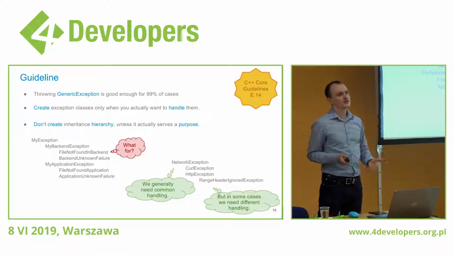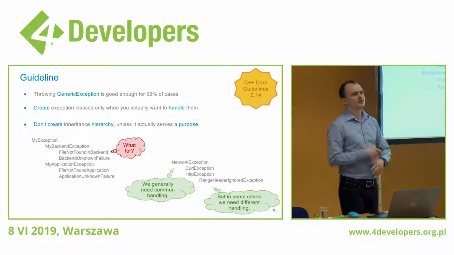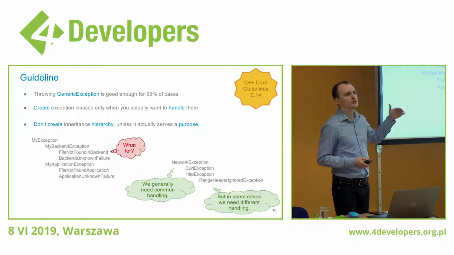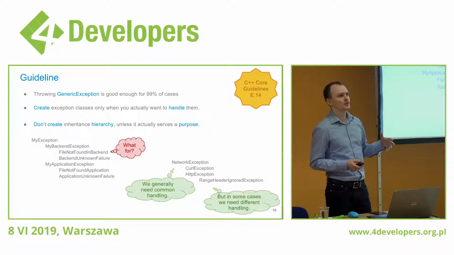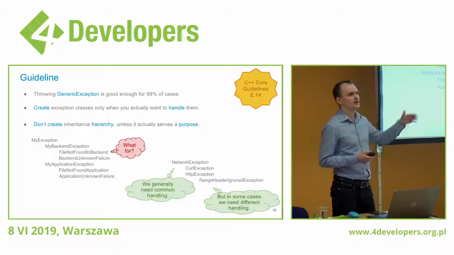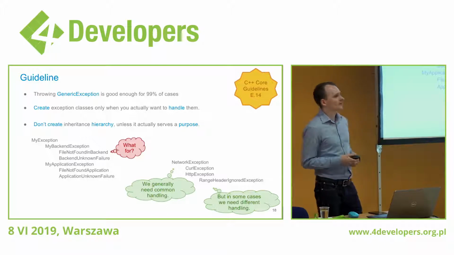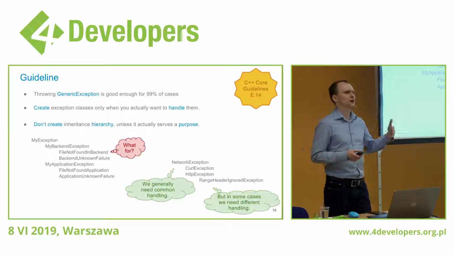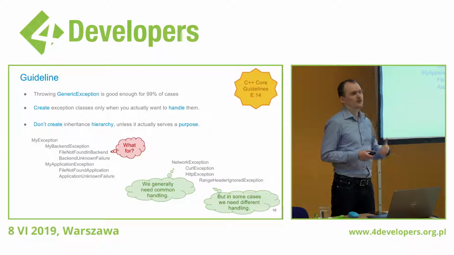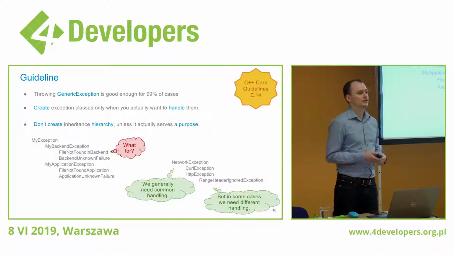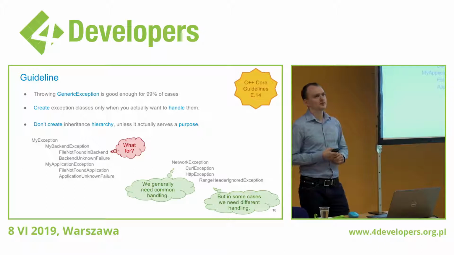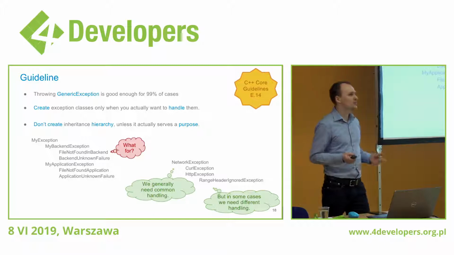Okay, so the guideline is throw generic exception. It doesn't need to have any specific type because it's just an assert. But make sure to put all the information about an error you can get into it. Create exception types only for things you actually want to catch. So this is very rare. Like I said, network exceptions are a good example of that. And don't create any Baroque exception hierarchies because they simply don't serve any purpose.